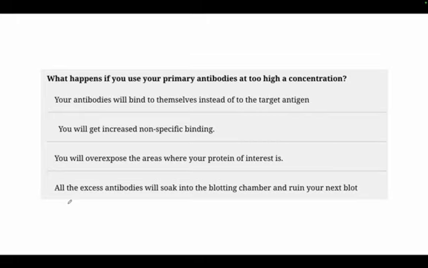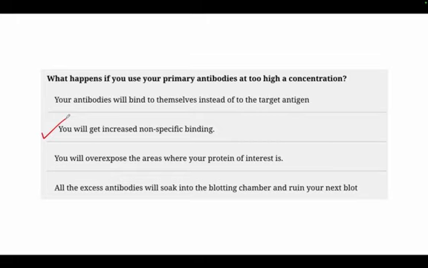What happens if you use primary antibodies at too high a concentration? Obviously we need some minimum amount of antibody concentration so it can go and bind to our protein of interest. And normally, since antibodies are very expensive, we will use them at a very low concentration in the first place. But sometimes in the optimization procedure, we don't know what is the correct concentration. So if we use too much antibody, we will get increased non-specific binding.